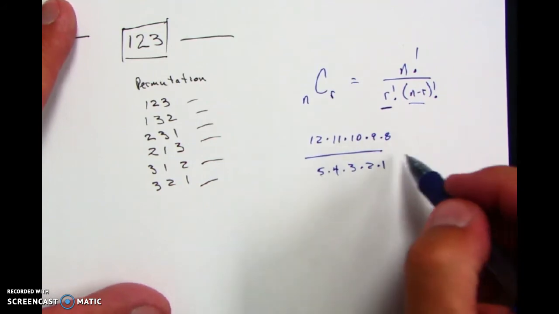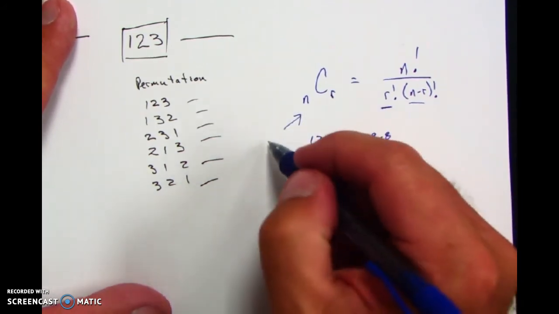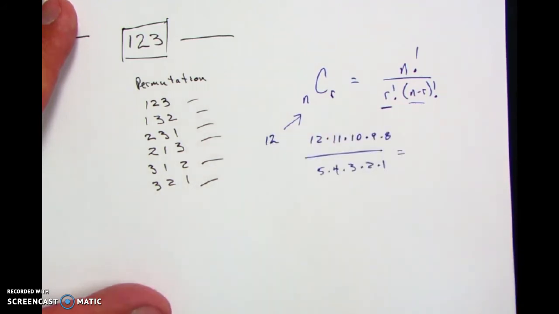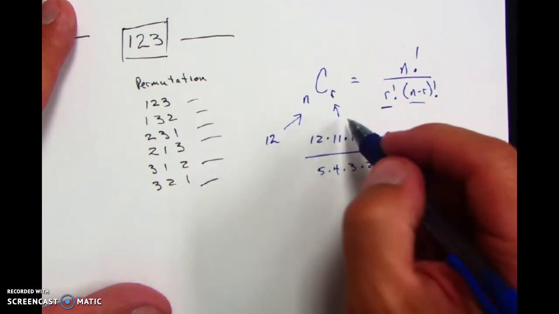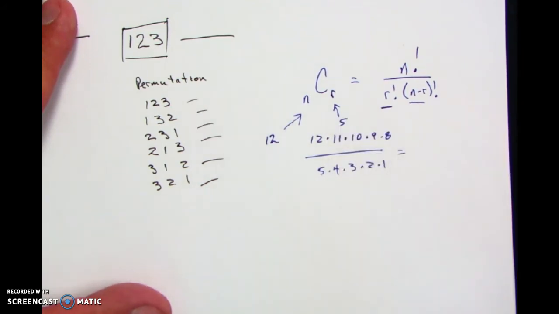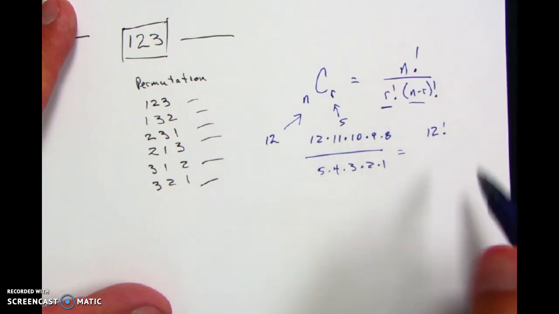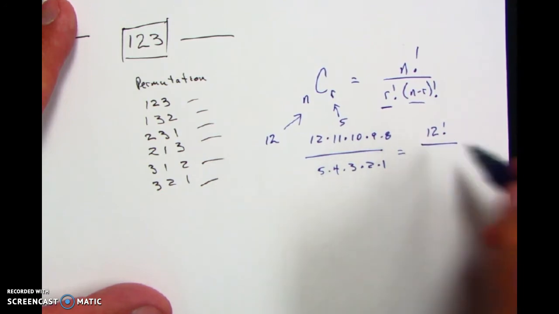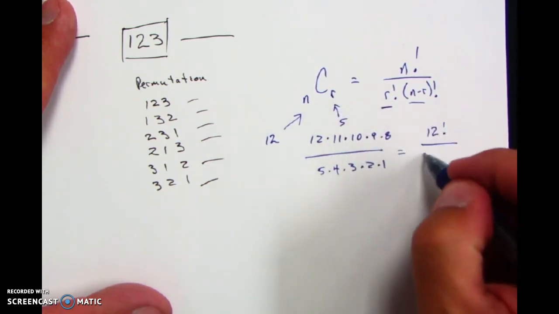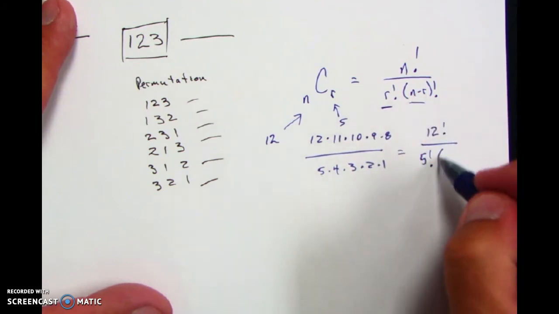Remember what we're saying here is that our n value is how many we have to choose from. In this case, there's 12 players. And our r value is how many positions we actually have. There were 5 starters. So when we do the n factorial, that is 12 factorial. Now remember, that goes from 12 all the way down to 1. And then on the bottom we have r factorial, and then we have the n minus r factorial.